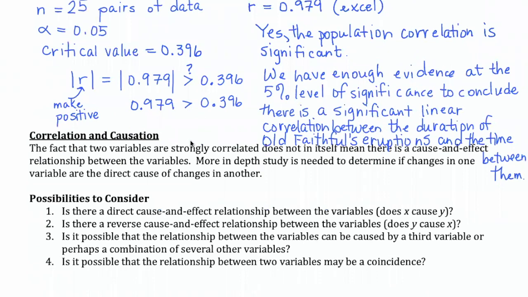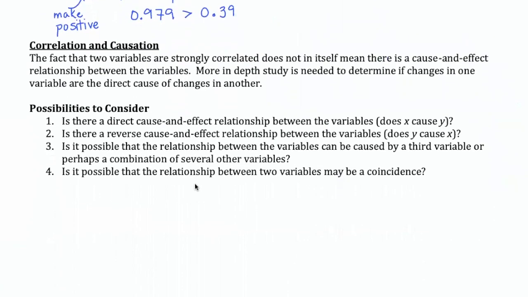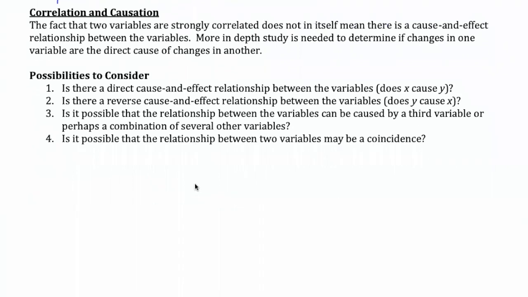Okay, so this helps you interpret your r value and determine if it's going to be representative of the entire population or not. But a few words of caution, and I made this required reading for this section, so I'm not going to go through and read the whole thing to you. But it's important that just because you get a strong correlation between two variables, do not automatically assume that one of them caused something to happen with the other one. You have to do more in-depth study if you want to determine if changing one variable is the direct cause of changes in another. So, possibilities to consider.